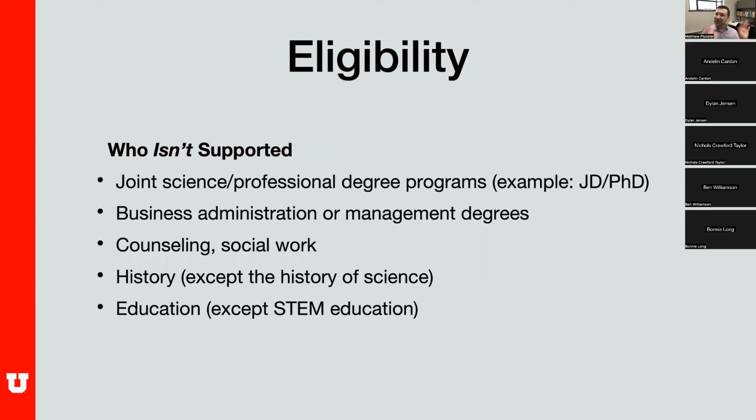Who isn't supported? So we talked about who is, now who isn't. Joint science and professional degree programs. This is like an MD-PhD, JD-PhD. The NSF, if they are funding you, they want you to focus on your PhD or your master's. They want you to focus on your research and not be distracted with other programs, which includes business administration and management degrees, counseling, social work, clinical degrees such as MD, PharmD, history, except for the history of science education, except for STEM education, as we just talked about.